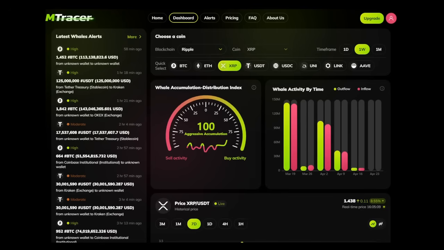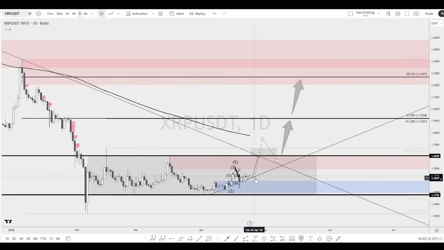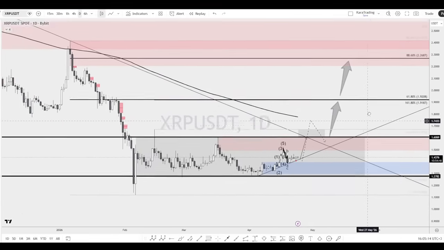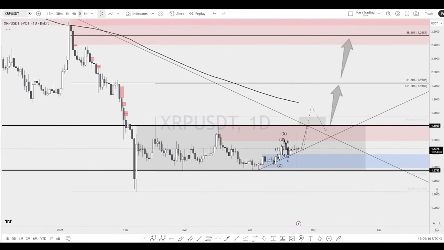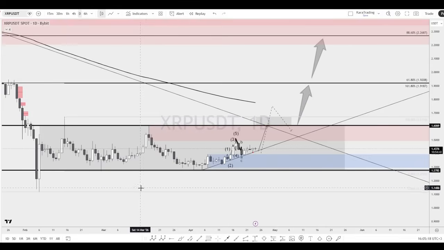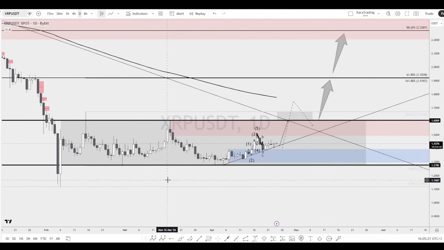And following my strategy, I'll be opening a long position on Ripple to capitalize on this move. By the way, I share all of this in my private chat, all the setups. And Ripple is very interesting. I think we could definitely see exactly this kind of movement.